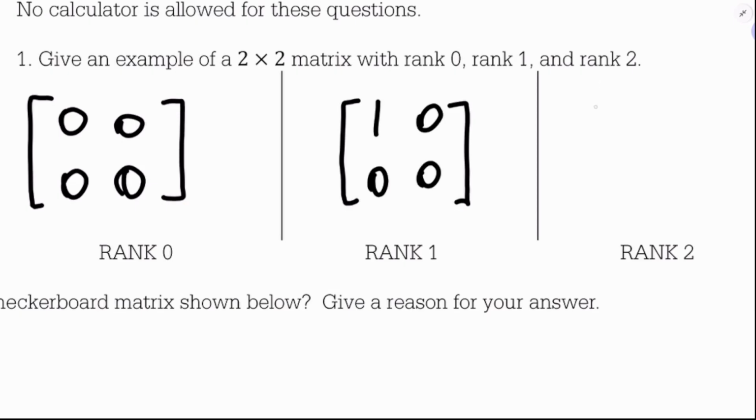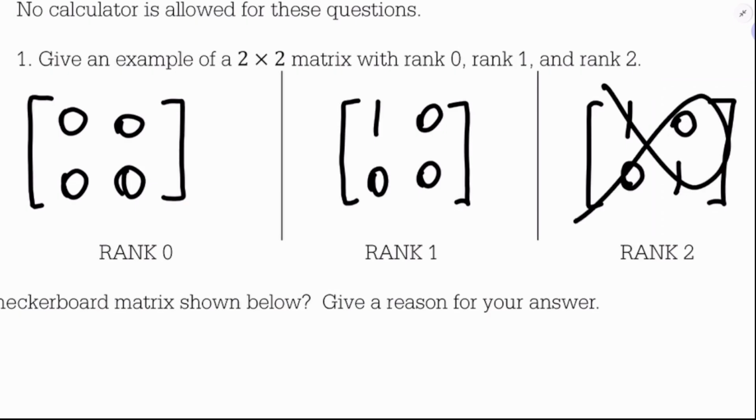And then a 2x2 with rank 2, that's full rank, and an identity would definitely be an example of a rank 2 matrix that's 2x2. But really any matrix that doesn't have dependent columns, any non-singular 2x2 matrix, anything where AD minus BC was non-zero, would also have rank 2.